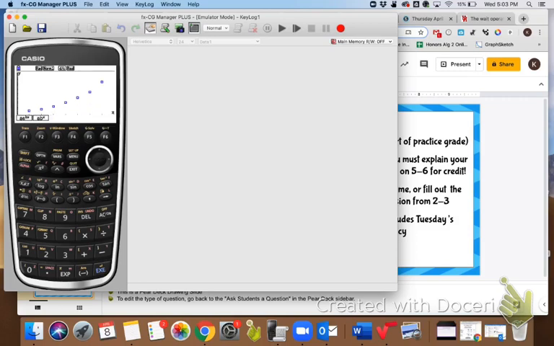Now you'll notice there's 2 different options. I've got AE to the BX and A times B to the X. So you can use either of these equations. AE to the BX is going to be kind of that continual growth model. You use that a lot more in pre-cal. So we're going to stick with the AB to the X model because that's what we've been using most of the time. Once we do that, we see our equation.